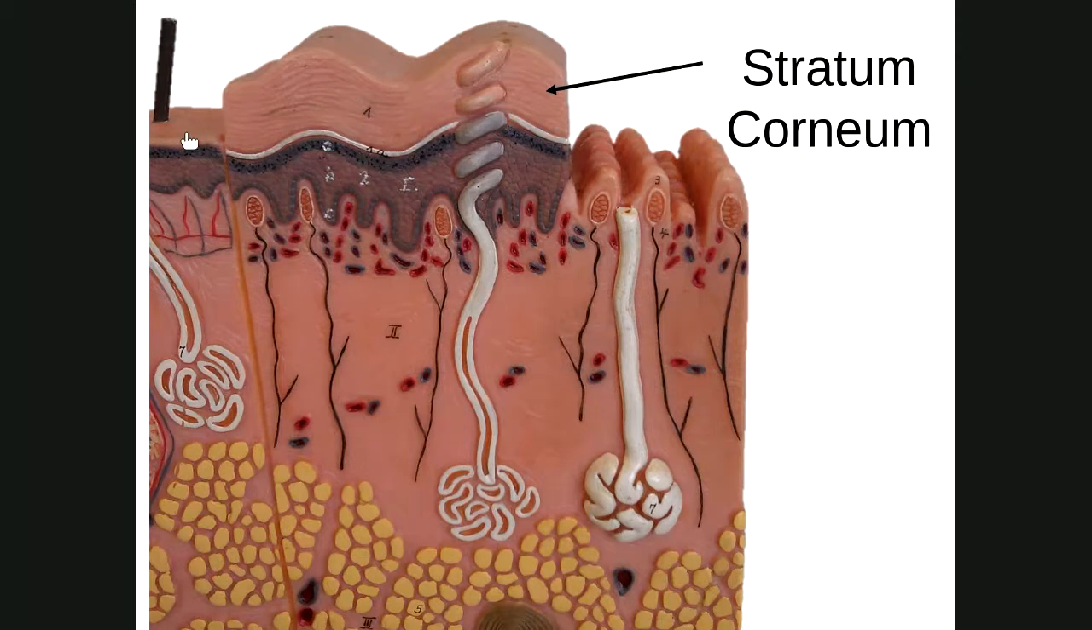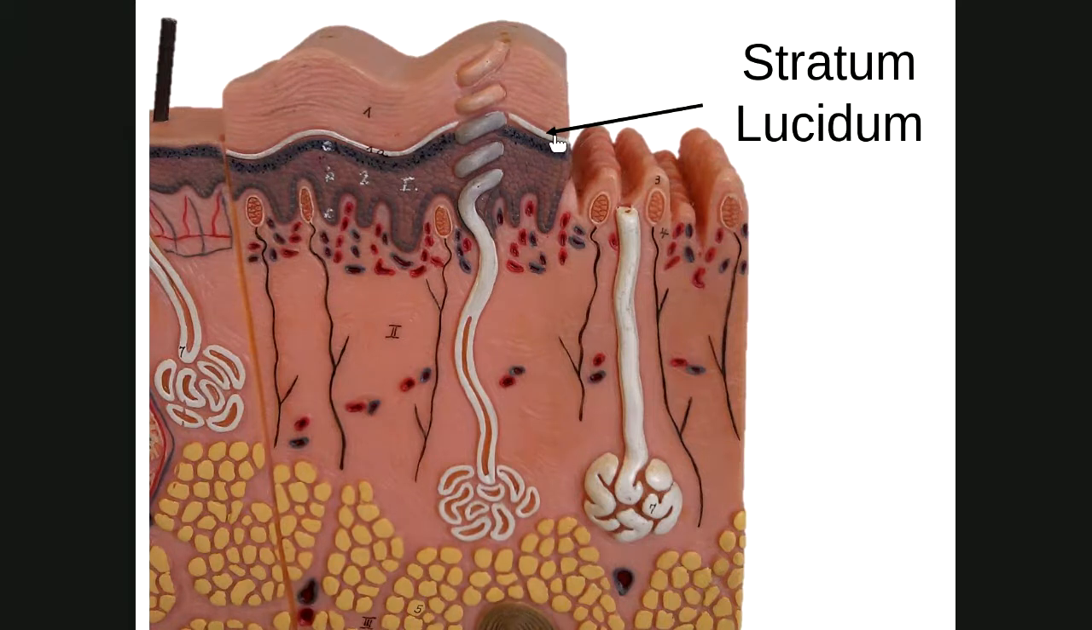And so it would also be this layer over here. That's the stratum corneum. All right, so this next layer, it's white in my slide, but yellow probably in your book. That's the stratum lucidum. Again, that's only found in thick skin. It's that white layer right there.